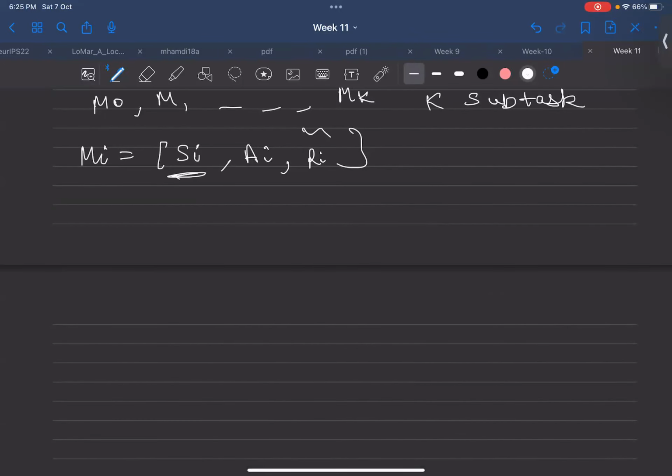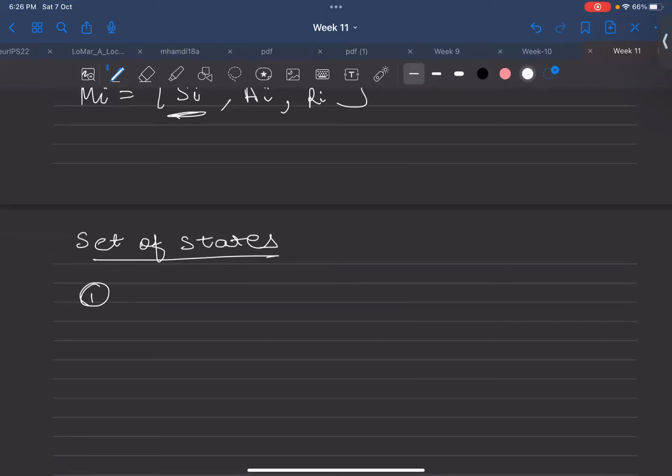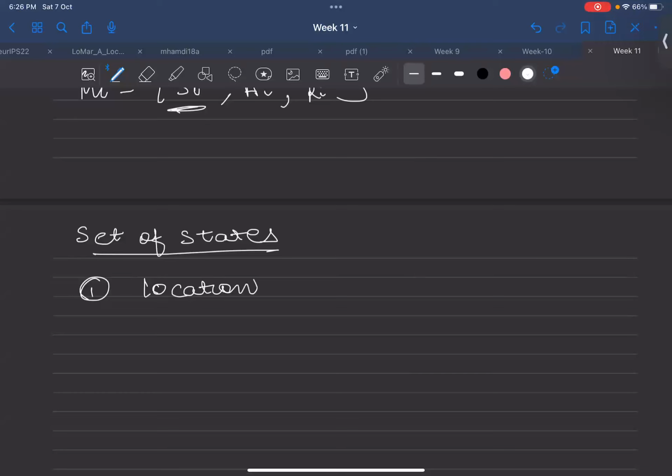What does this refer to? What is Si? The state, the states. So what are the set of states here? In this example, the taxi is there. Are pickup and drop off states? No, they are actions. Then what are the states? States are the places, the locations. Can I say the location where the taxi is, that is the state?